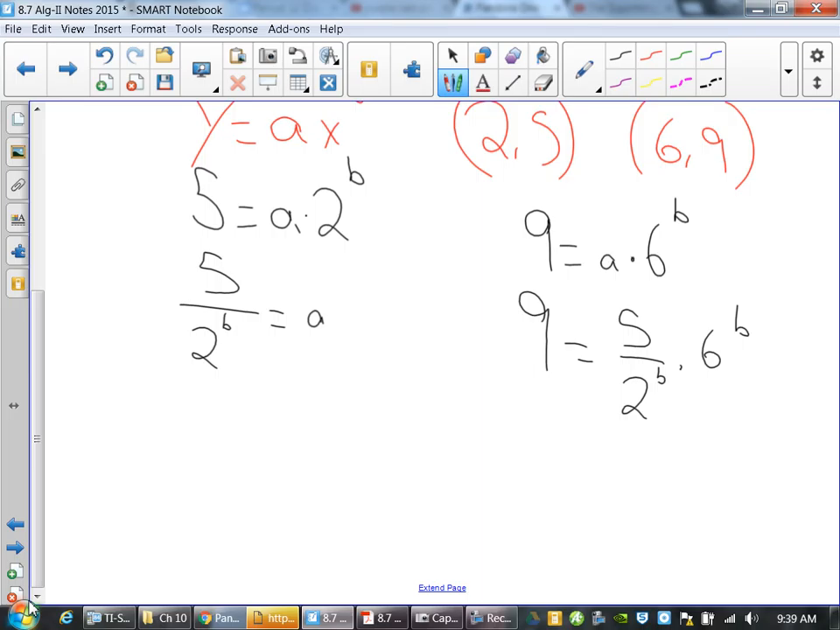Can I simplify the 6 and 2? Could you do it the other way around too? Yeah. You can, because it's the same exponent and all that. So it's just like x squared over x, like 2x squared over x. You can do the same thing. It works out. So you wind up with 9 equals 5 times 3 to the b.